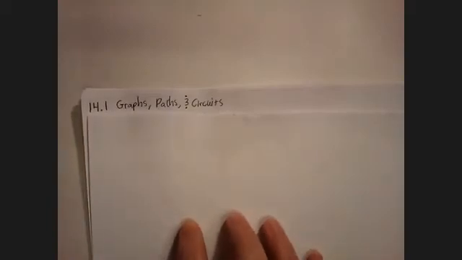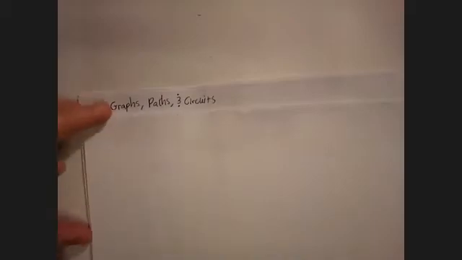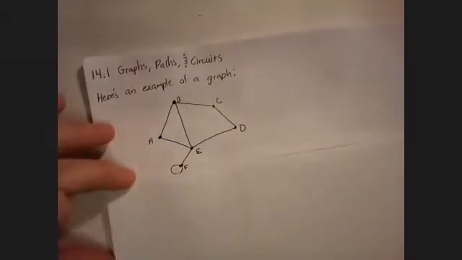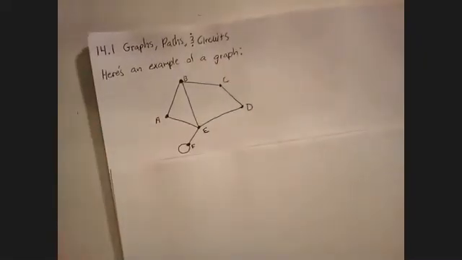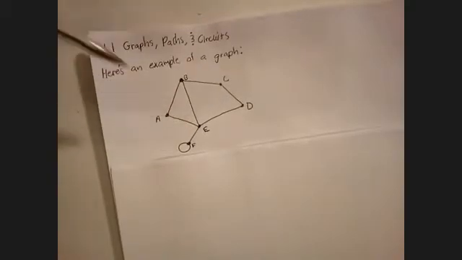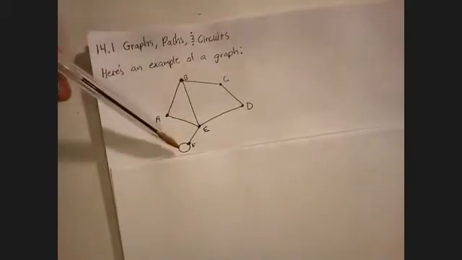All right, so chapter 14, we're talking about graph theory. We're going to start with 14.1, which is really just a lot of definitions and terms that we have to get familiar with in this chapter so we can understand the later sections. Okay, so here's an example of a graph. We're going to go through what each of these lines mean and what this little thing means.